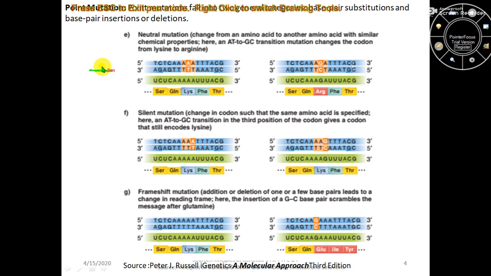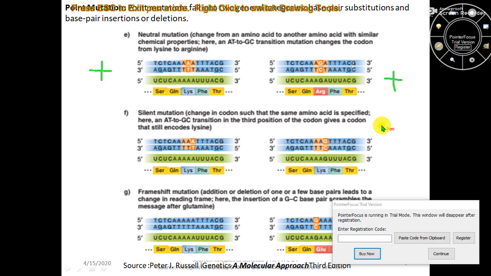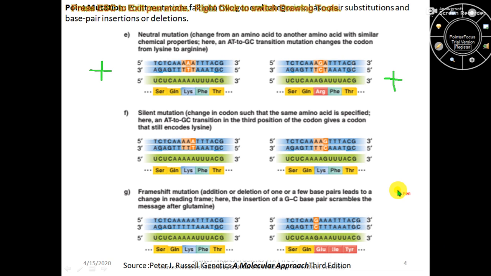Lysine is a positive charge amino acid, arginine is also a positive charge amino acid. So the total effect on protein synthesis, the protein functioning, is the same. So this is a neutral mutation, a change from one amino acid to another amino acid with similar chemical properties. There is a change in codon from lysine to arginine, but the function of the protein is not changed.